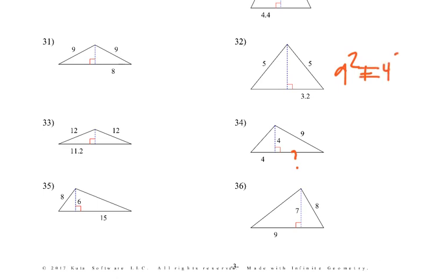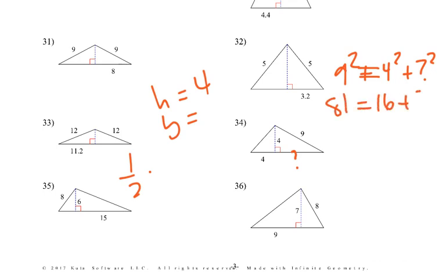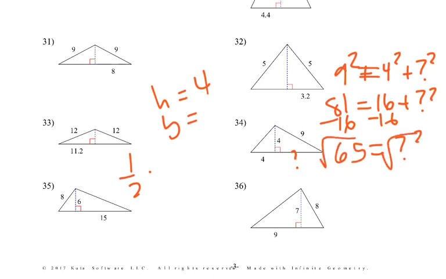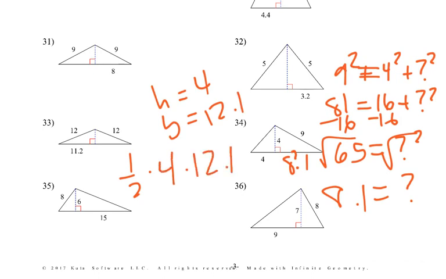For 34, this is not 4 right here, so I go 9 squared equals 4 squared plus question mark squared. So let's solve for that. We've got the height of 4. We'll figure out the base, 1/2 times those. So we get 81 equals 16 plus question mark squared, subtract by 16. We get question mark squared equals 65. Take the square root of that, and we get that other side of 8.1, which we add to 4. So it'd be 12.1 for our base. So to get our area, 4 times 12.1 times 1/2. We get an area of 24.2 square units.